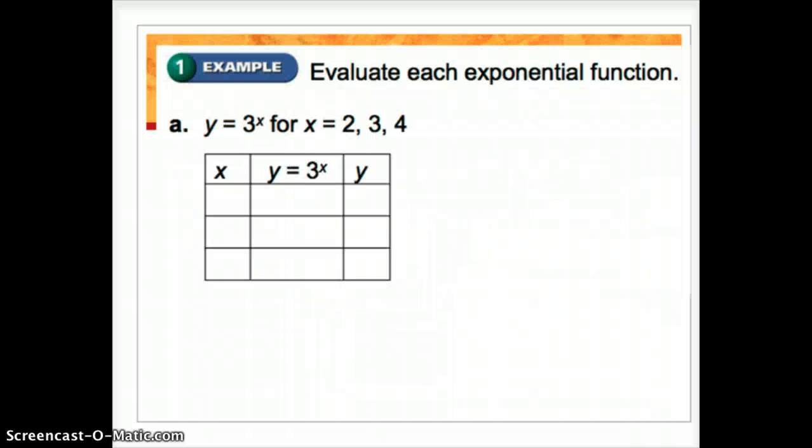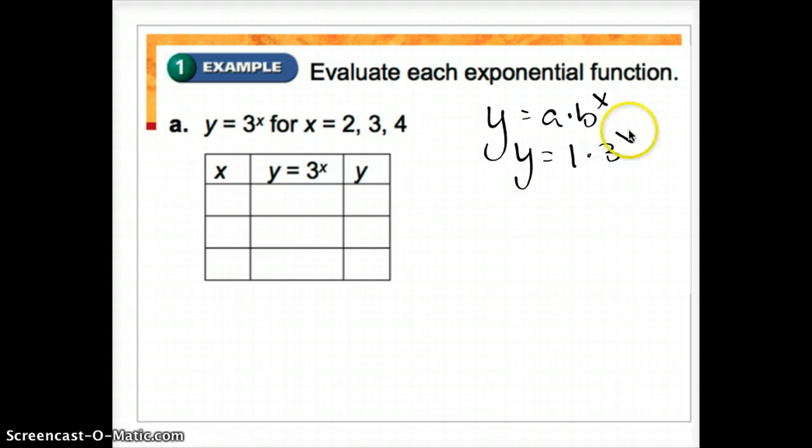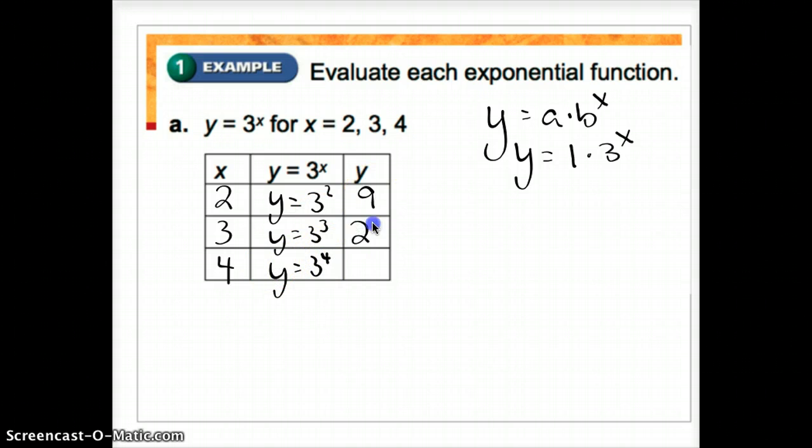Okay. All right, so this is an exponential function, y equals 3 to the x. Even though you don't see a little a value here, that could just be written as y equals 1 times 3 to the x. Okay, that would be fine. We're going to evaluate that for x equals 2, 3, and 4. So if y equals 3 to the x, that would be y equals 3 squared, then y equals 3 to the third, and y equals 3 to the fourth. So we get our values of 9, 27, and 81. Okay, so that's just evaluating using your order of operations. You should be able to do that even if you hadn't learned today's lesson.